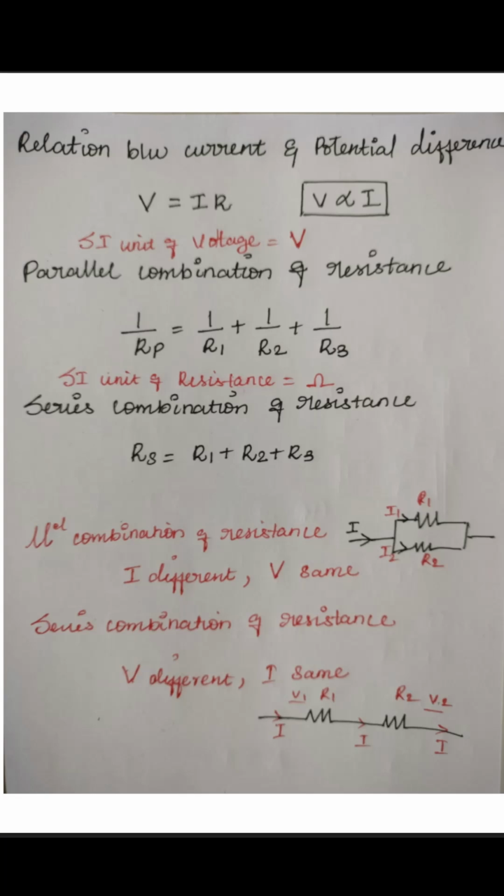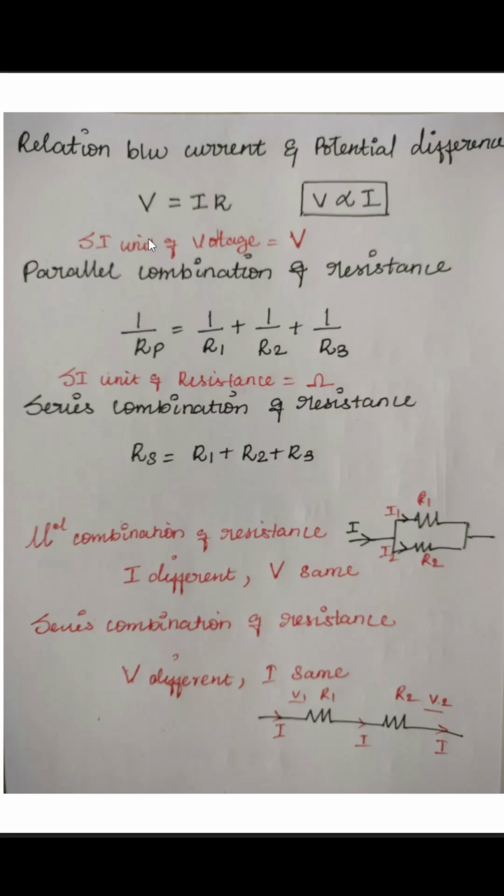The first and foremost formula is V equal to IR. In some questions, they will ask you to find the relationship between current and potential difference. That time, we need to use Ohm's formula. Voltage is nothing but the potential difference. Potential difference will be equal to current into resistance. When the potential difference increases, current will also increase, because potential difference is directly proportional to current.